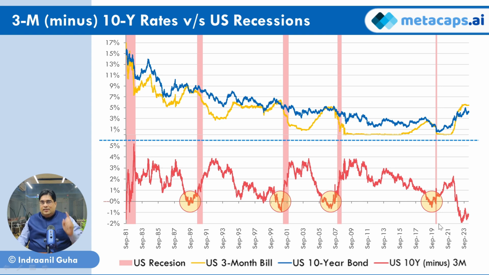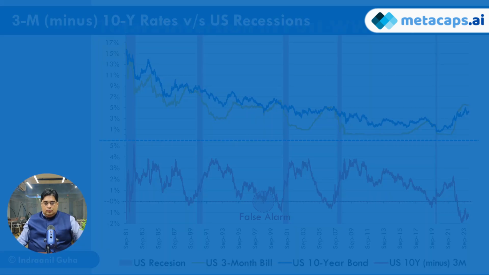But at this stage, I also must point out that over the last 40 years, there has been one instance of a false alarm when the yield curve did invert, but it was not followed by a recession. This happened in 1998. It was a very shallow inversion. The red line just about touched the zero level and then backed off. It didn't go into negative territory in a very material way, but nonetheless, it was an inversion and it was not followed by a recession. To that extent, this was a false alarm. This was only the second time in the post-World War II era where the inversion of the yield curve proved to be a false alarm, the first time being in 1966.